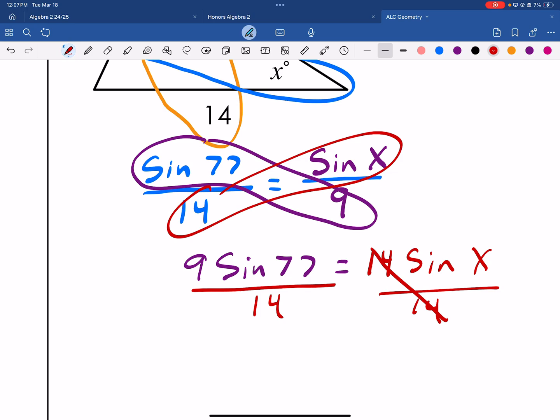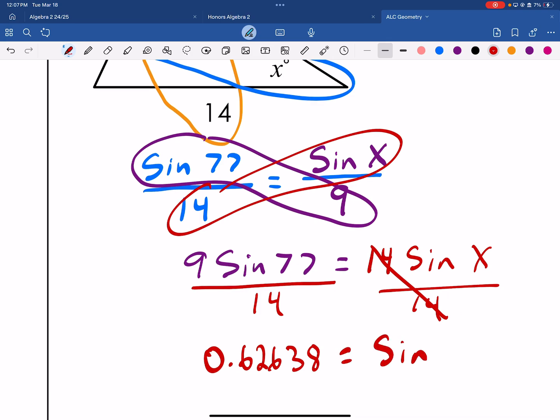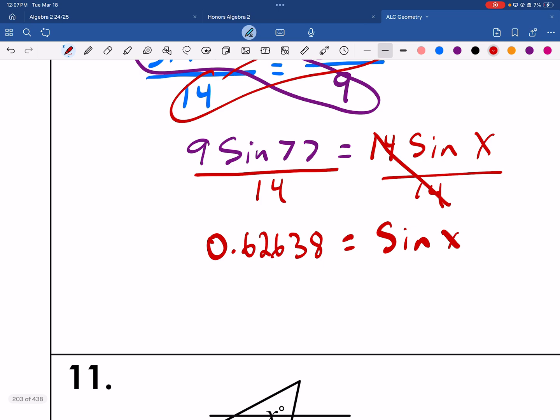So again, I grab my calculator. 9 times the sine of 77, equals, divided by 14. Now don't write this number down yet, but you should have something like 0.62638, right? That's equal to the sine of x. Is that an angle measure? No. How do I change that? Do you remember how we change the decimal ratio to its angle? A key that we have to use on our calculator.